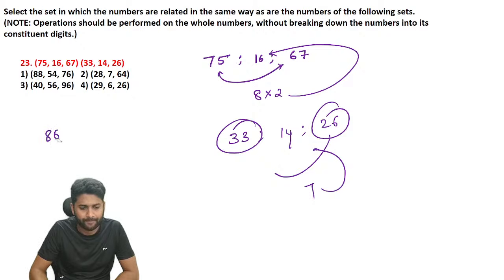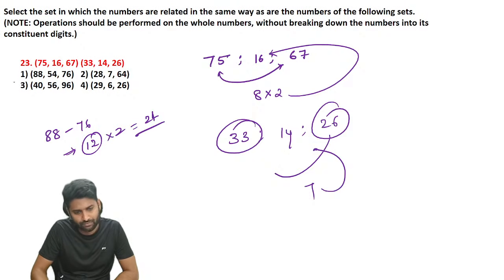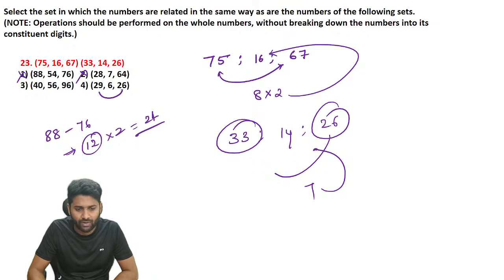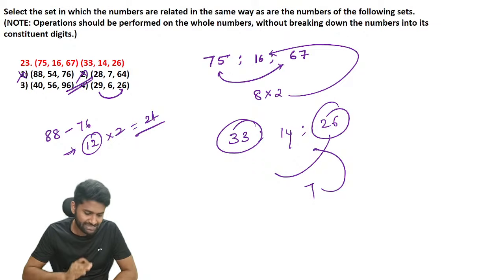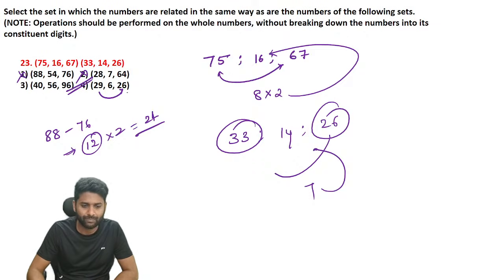88 minus 76, resultant is 12, into 2 is equal to 24. Not option number 1. So 28 and 64, it's a huge difference. You never get a single digit as a resultant. Now, if you check with option number 4, 29 and 26, the difference is 3. Double of 3 is 6, so the perfect answer is 4.